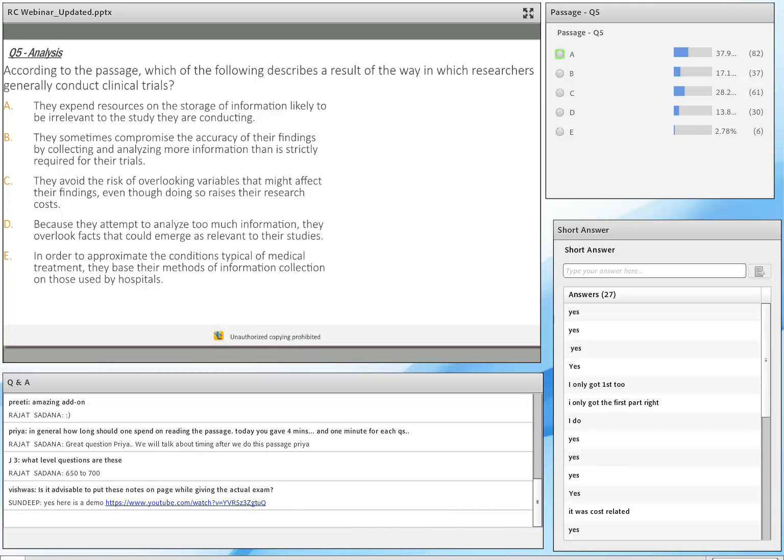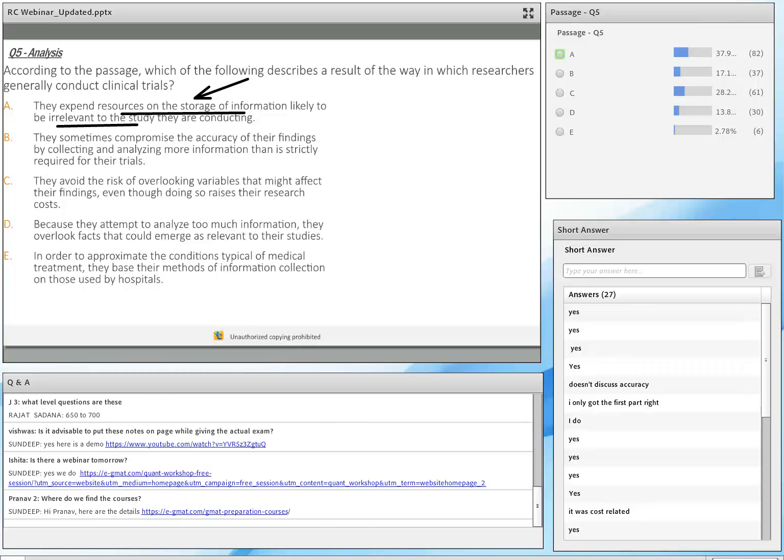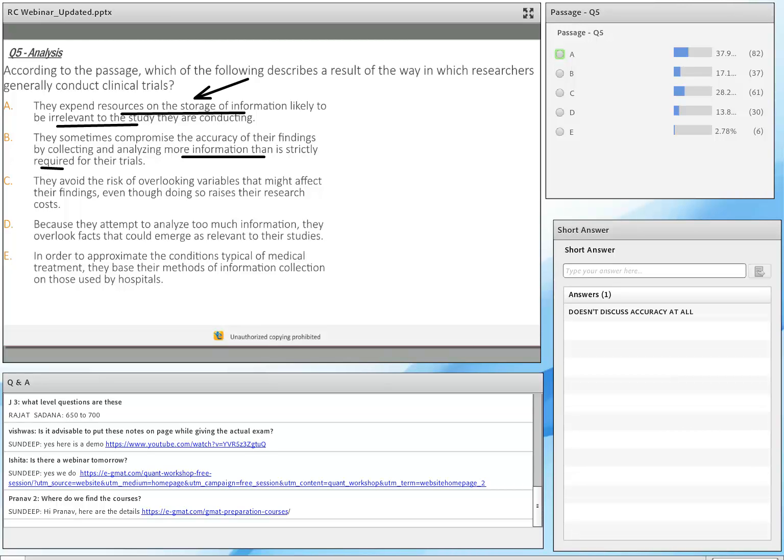Now, choice A is the correct answer. Which is that they spend resources on storage of information that's likely to be irrelevant to the study. If you're collecting more information than is required, then you're going to spend resources on storage of information that's likely to be irrelevant. Let's look at choice B. Why is choice B wrong? Choice B says they sometimes compromise accuracy of their findings by collecting and analyzing more information than is strictly required. We don't discuss accuracy. In fact, we don't really say they collect more information, and by doing that, that accuracy is there. Okay, so accuracy is not discussed.